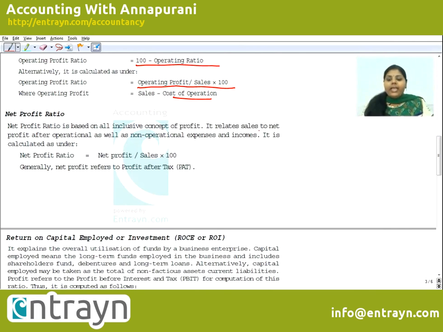It relates sales to net profit after operational as well as non-operational income and expenditure. Operating expenses and non-operating expenses and incomes all together. Generally, net profit refers to net profit after tax, the PAT. Profit after tax is taken. It will be PAT by sales into 100. Okay. So this is done.